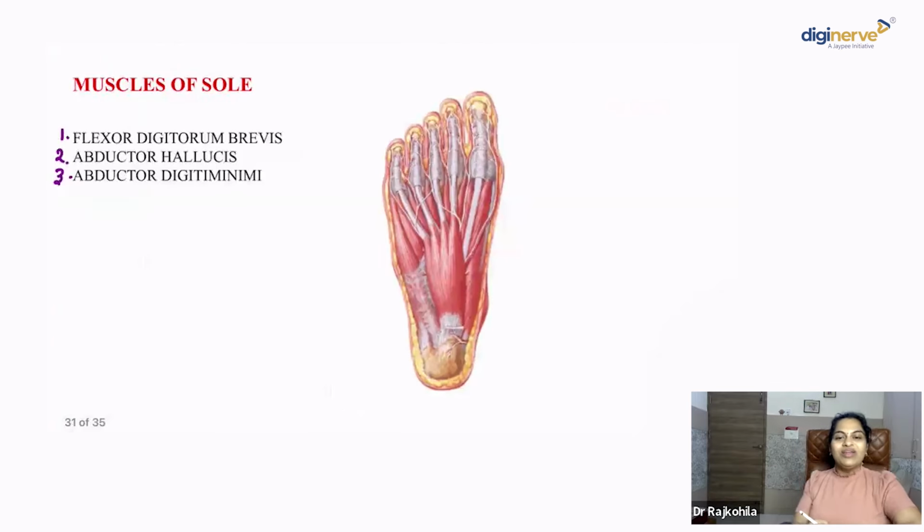Okay. Coming to the last part of today's session, muscles of the sole. Again, it is important. Over the years, they've started asking questions on the sole, the muscles and nerve supply. Right. So the muscles of the sole can be classified into layers. Immediately beneath the skin and the plantar aponeurosis, in the first layer, we'll come across three muscles. You can see the great toe, right? This is medial, this is lateral.